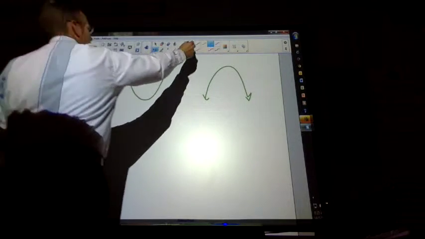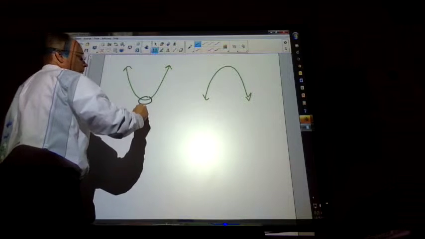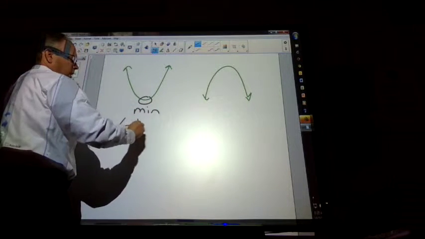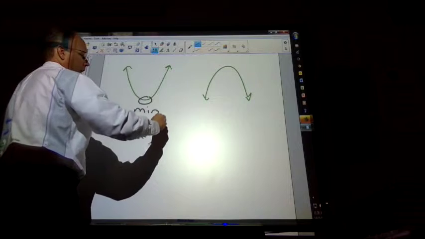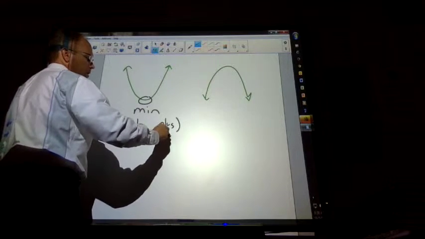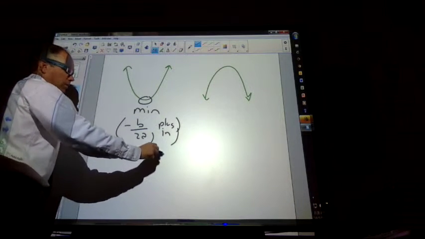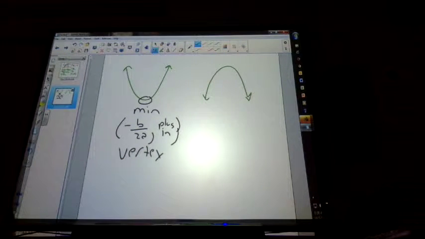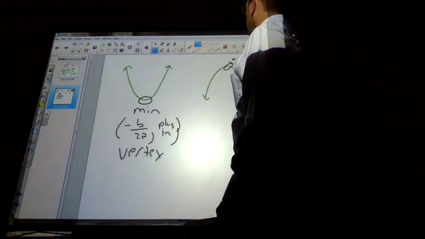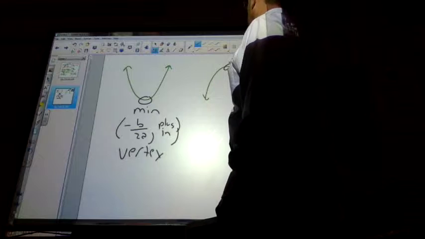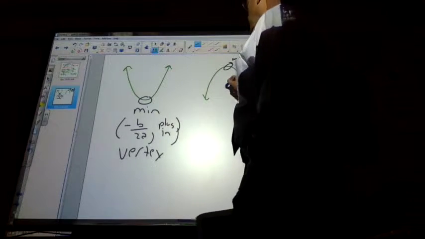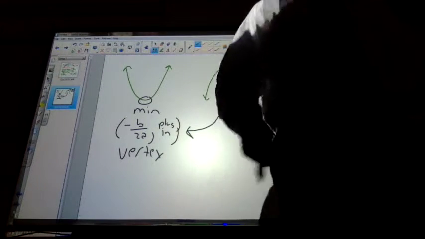So this portion right here is a minimum value, and you're going to use the equation negative b over 2a and then plug in. Okay, and that's going to find us the vertex. The x component is going to be when will this reach our minimum value. Our y component is how minimum are we going to go. Same thing here. This is going to be a maximum. This is going to be the vertex, and you still use the exact same equation in order to do it.